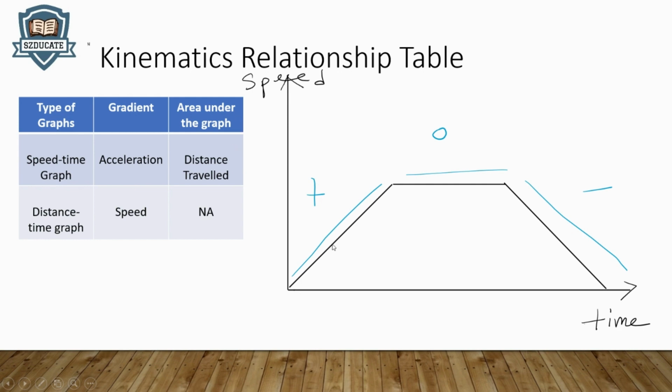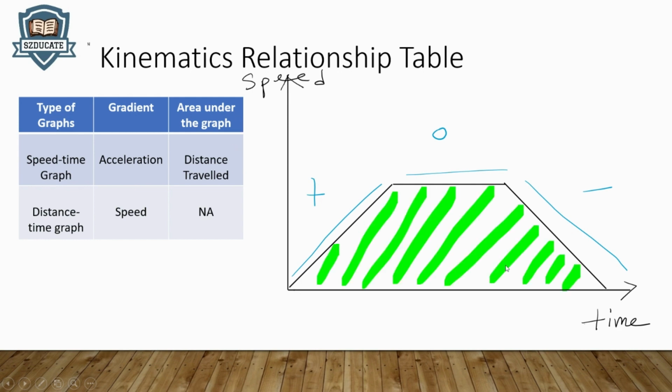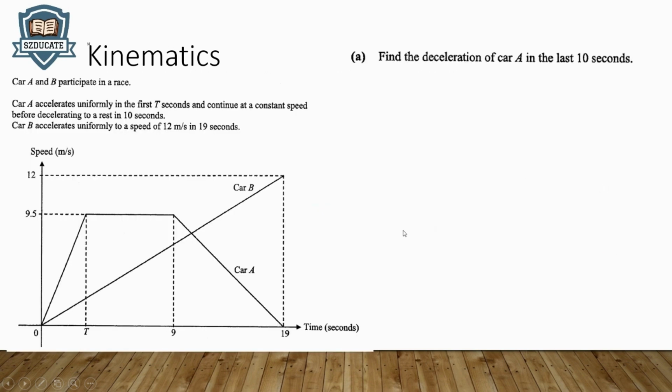Okay, what does it mean by area under the graph? Don't be confused. For this case, it's quite straightforward. It's just under the graph. Actually, it should be from the graph itself until the x-axis. Please be clear about this. Okay, next we're going to do some questions. Let's try this question ourselves.